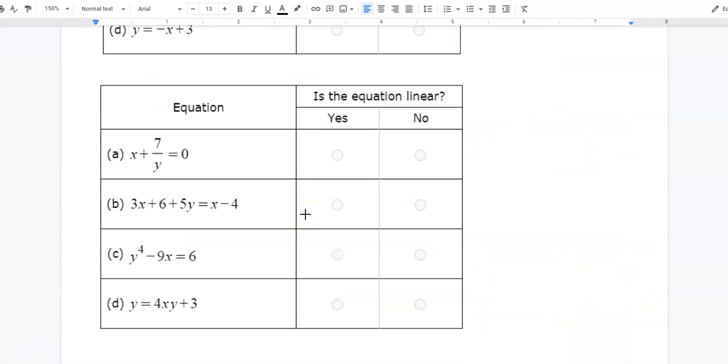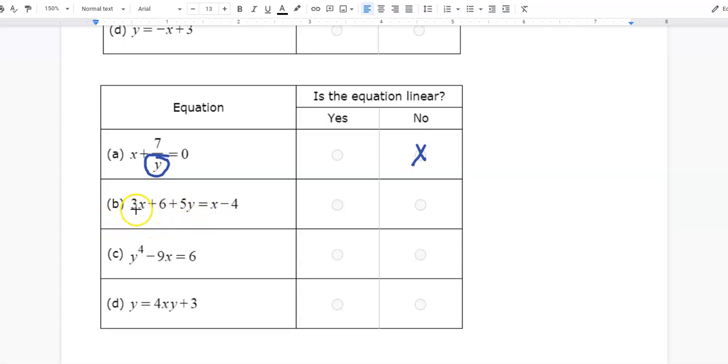Okay, coming down the home stretch here, let's take a look. Is the equation linear? x plus 7 over y equals 0. Do we have any exponents on our variables? We do not. Do we have any variables being multiplied together? We do not. Do we have any variables in the denominator of fractions? We do, right here. So I'm going to say that's nonlinear.